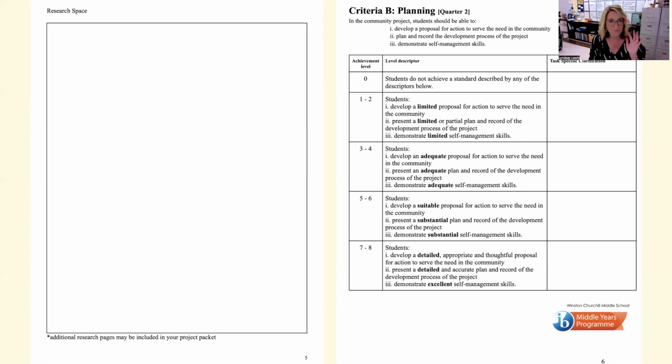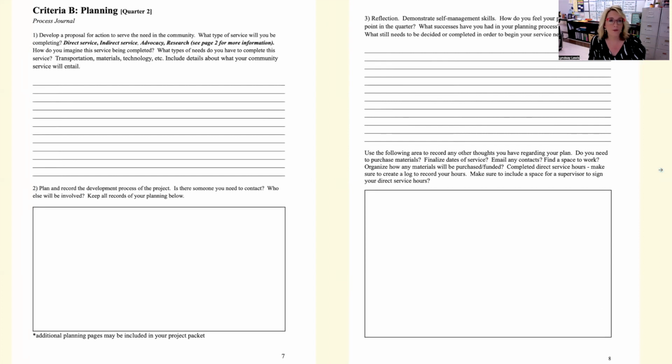The second part that will be continued on in second quarter is the actual planning portion of your project. So again, here is the IB rubric for criterion B. And then moving into the actual planning pages of the process journal. So you'll notice this is where you're going to actually write up your proposal. You'll be calling out what type of service you are wanting to actually meet this year. And then there are large boxes where you can go ahead and plan any of your communication notes, who you need to talk to, next steps.